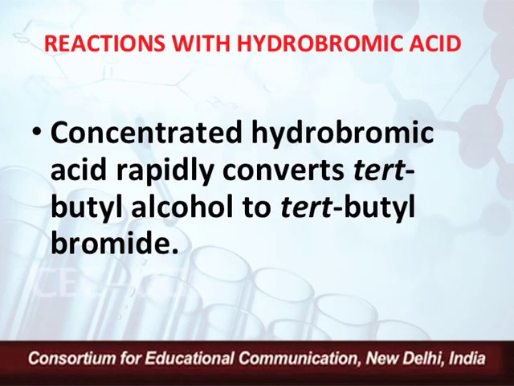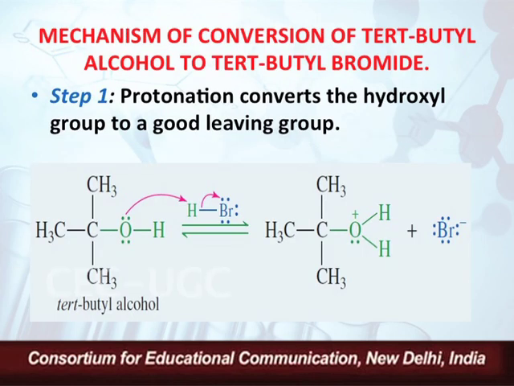Now let us look into these reactions one by one. First, let us look into the reaction of alcohols with hydrobromic acid. Concentrated hydrobromic acid rapidly converts tertiary butyl alcohol to tertiary butyl bromide. If we look into the mechanism, it consists of 3 steps.